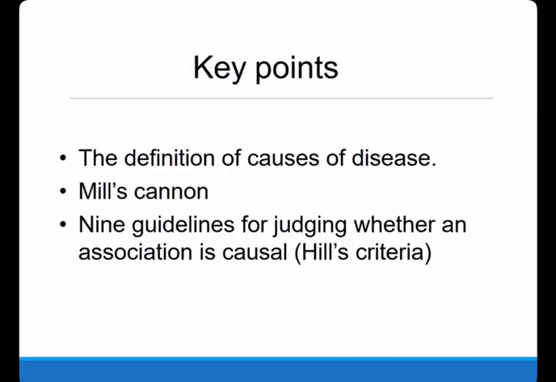In the end, I would like to emphasize some of the key points in today's course. The first is that we need to understand the definition of the cause of disease. The second is that we need to know the methods in causal inference, which is Mill's canon. And we also need to understand the nine guidelines for judging whether an association is causal, which is Hill's criteria.